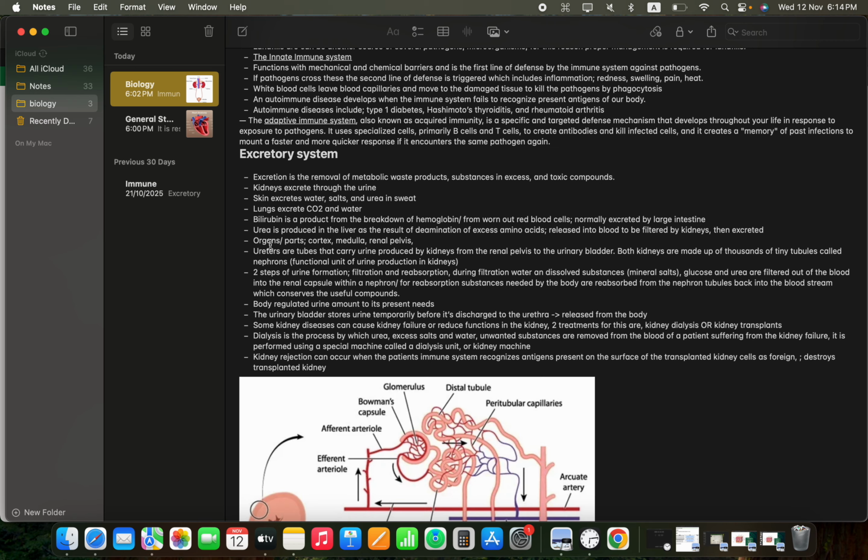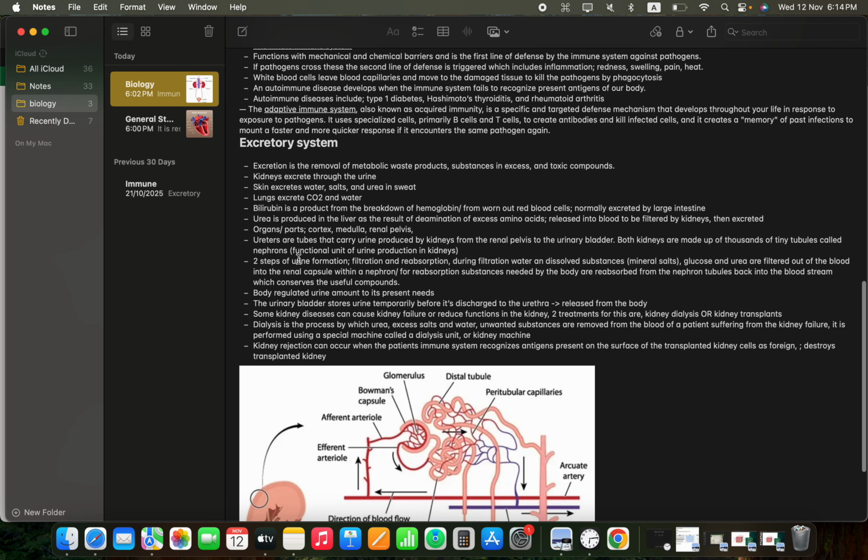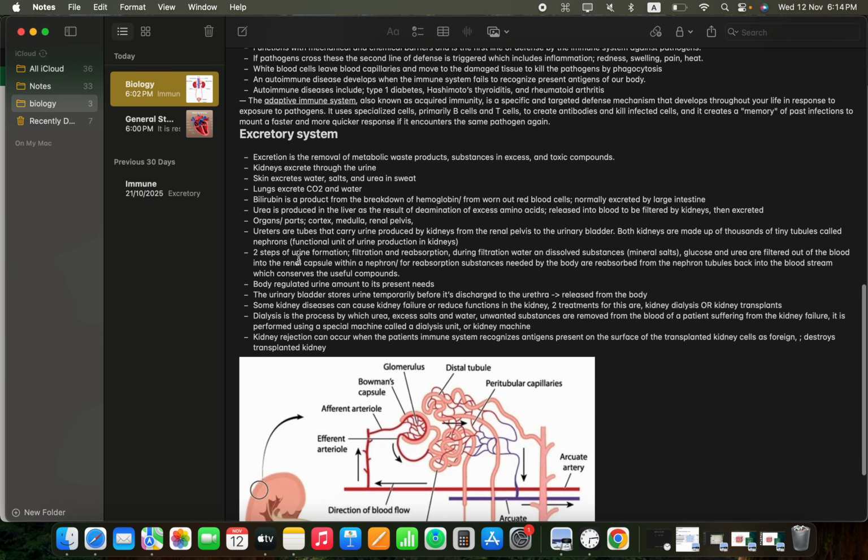Now, the organs in the excretory system include the kidneys, which have the cortex, medulla, and the renal pelvis. We have ureters, which are tubes that connect from the kidneys. They carry urine produced by kidneys from the renal pelvis to the urinary bladder.